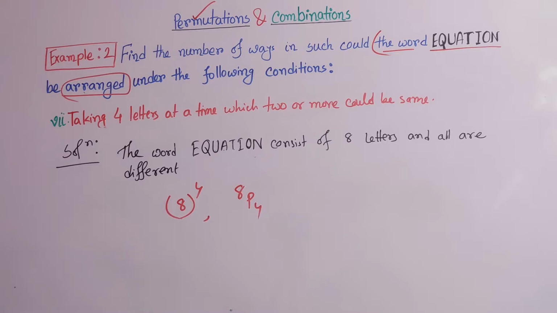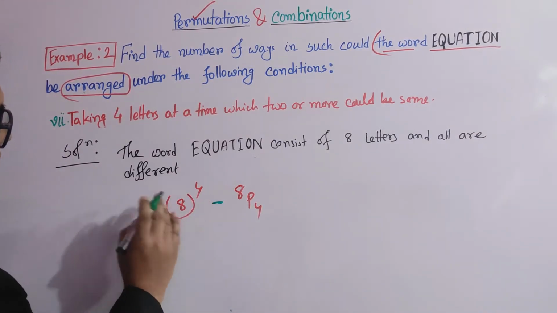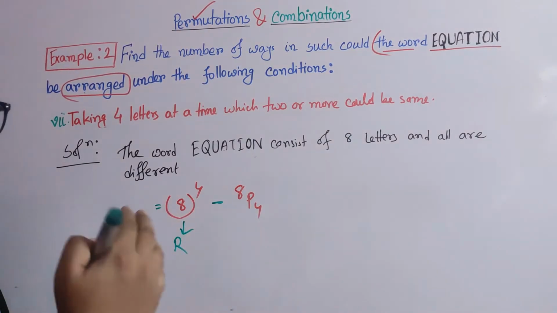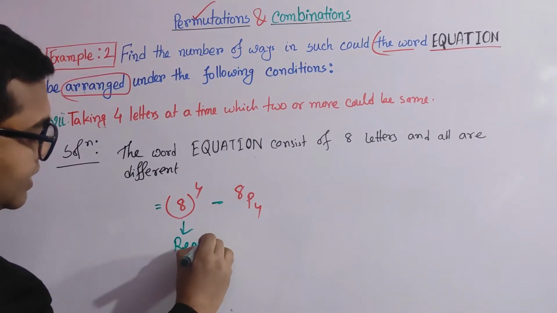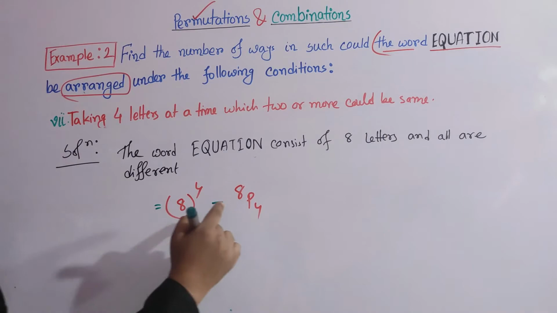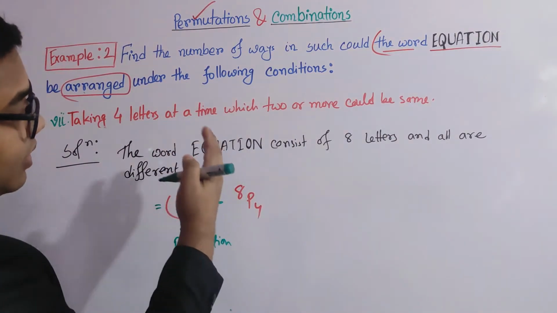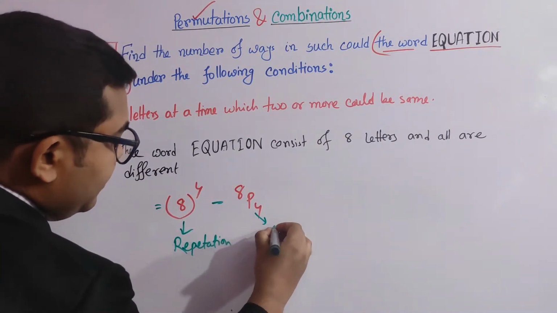So what does it actually mean? This represents involving repetition. I mean, how there will be so much repetition in here. There were 8 letters and 4 had been taken, and we can already understand that there is no repetition in 8P4, so it should be no repetition.